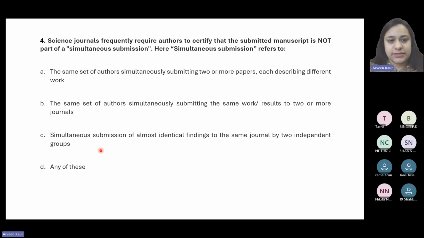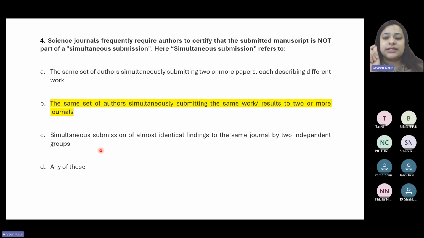Okay, so the correct answer for this is that the same set of authors simultaneously submitting the same work or results to two or more journals is actually known as simultaneous submission, right? So over here, what they have asked is, some journals will require authors to certify the submitted manuscript is not a part of simultaneous submission, right? So option C by itself is incorrect, right? Because what it says is simultaneous submission of almost identical findings to the same journal by two independent groups.